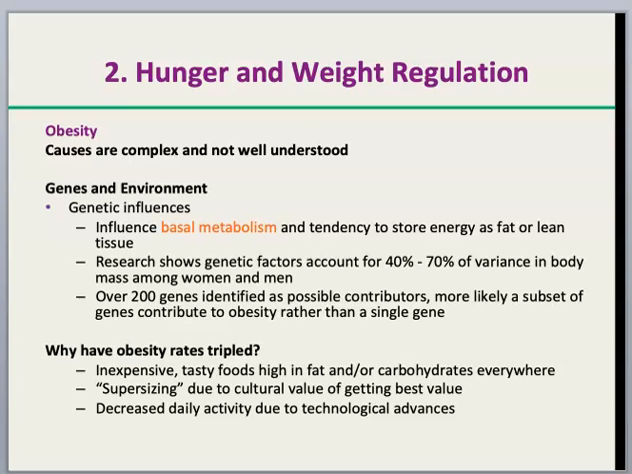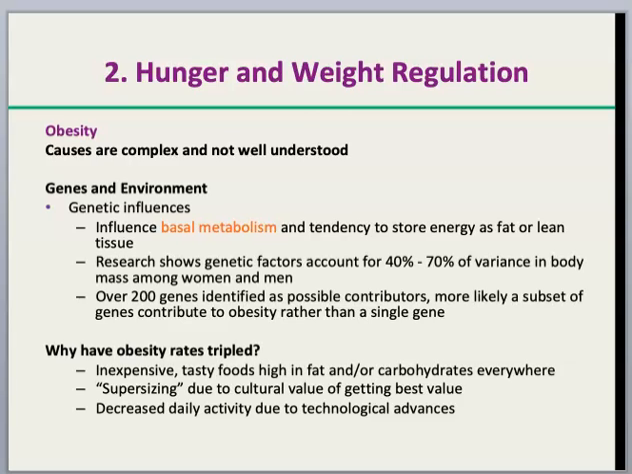Research shows genetic factors such as this account for 40 to 70% of variance in body mass among men and women. Researchers have found more than 200 genes identified as possible contributors. There's not going to be one gene that contributes to obesity, but likely a subset of many genes that contribute.